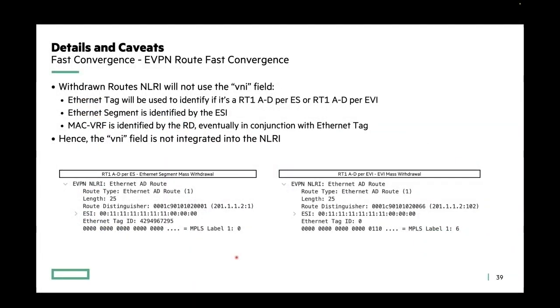On this slide, as you will see in a withdrawn route, and specifically in the NLRI, the VNI field is not present. We don't need the VNI field to withdraw a route or a set of routes. As you can see here, we have two examples. First is the RT1 ID per ES to withdraw an Ethernet segment, so we don't have the VNI field. And this is the same thing for this RT1 ID per AVI. So to withdraw an AVI, we don't have the VNI field.